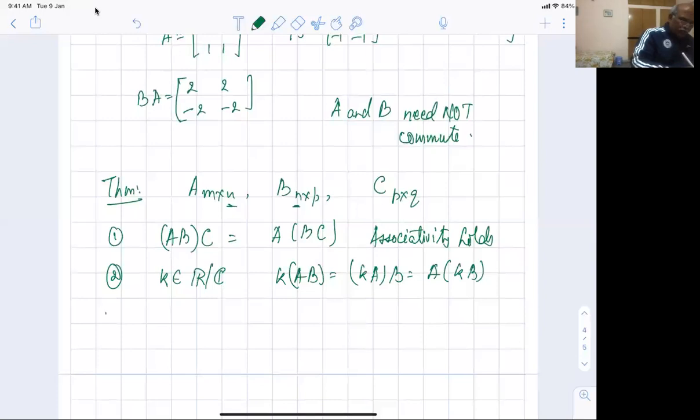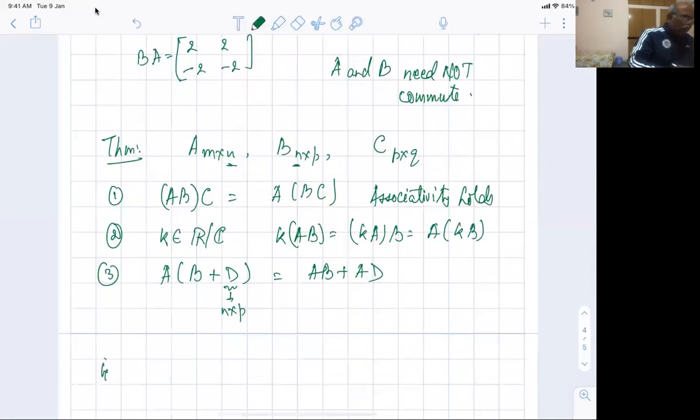Fine. Third, A times B plus, so I should not write C here, so I'm assuming C plus D. So let me write D as N cross P itself so that it makes sense. Then this will be equal to AB plus AD.